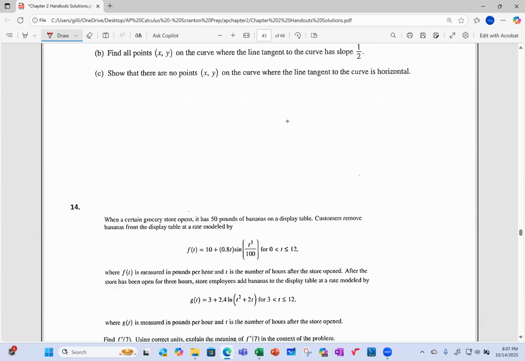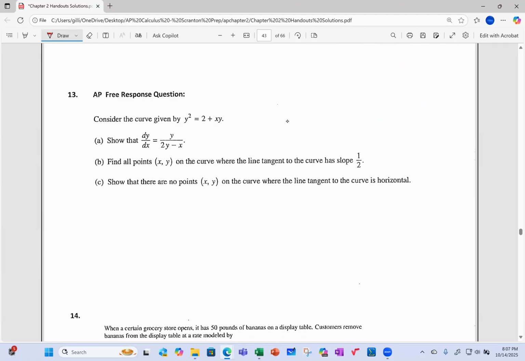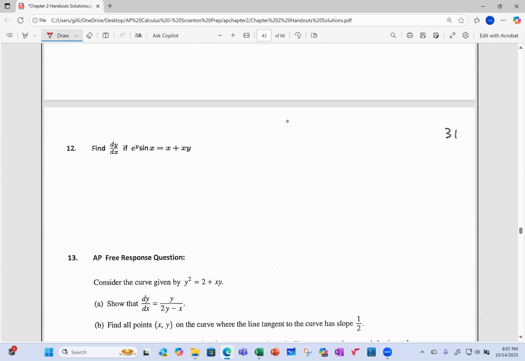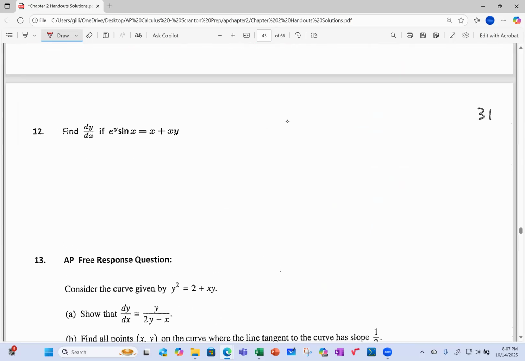Getting down there to the home stretch. What a great review sheet for the test. This one here, we're going to do implicit. So I'm going to take the derivative of each side with respect to x, and every time I differentiate a y, I need to put dy dx, obeying all of my rules, of course.